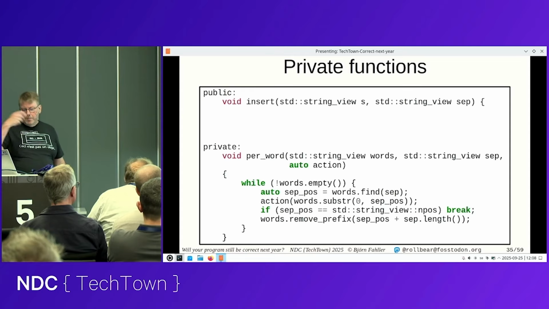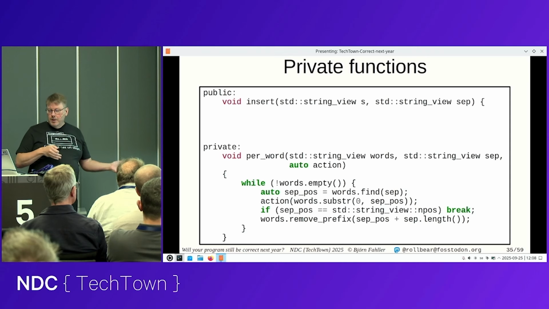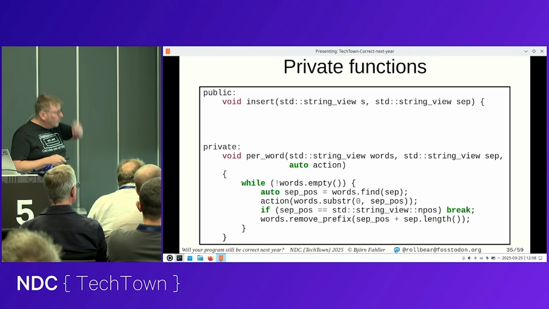So we loop while there are still words. We find the first word. We call the action on the word. We see if we have reached the end. Otherwise, we remove the prefix, go back to the loop, and go one more word, one more word, one more word.